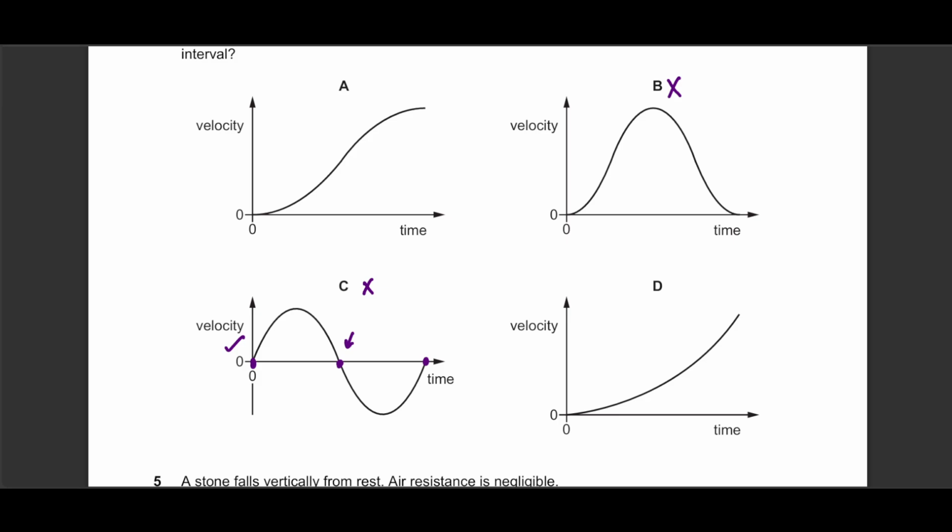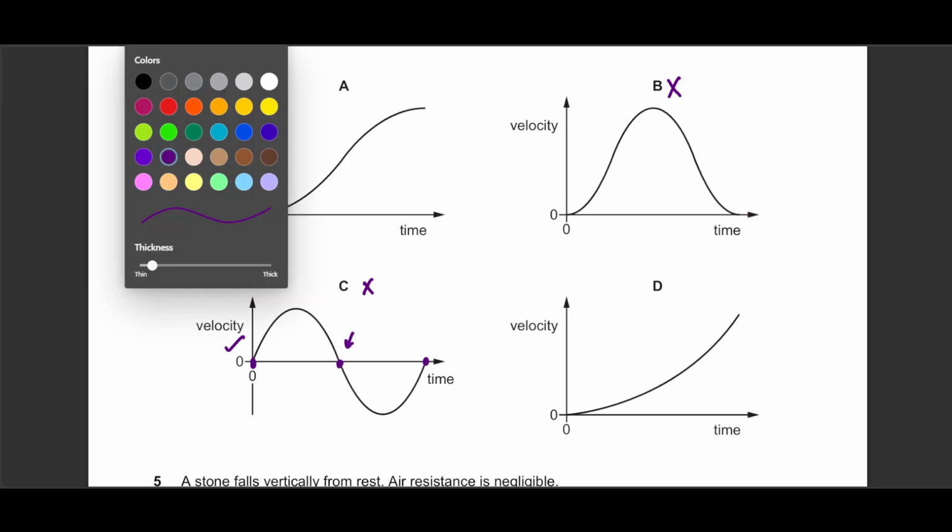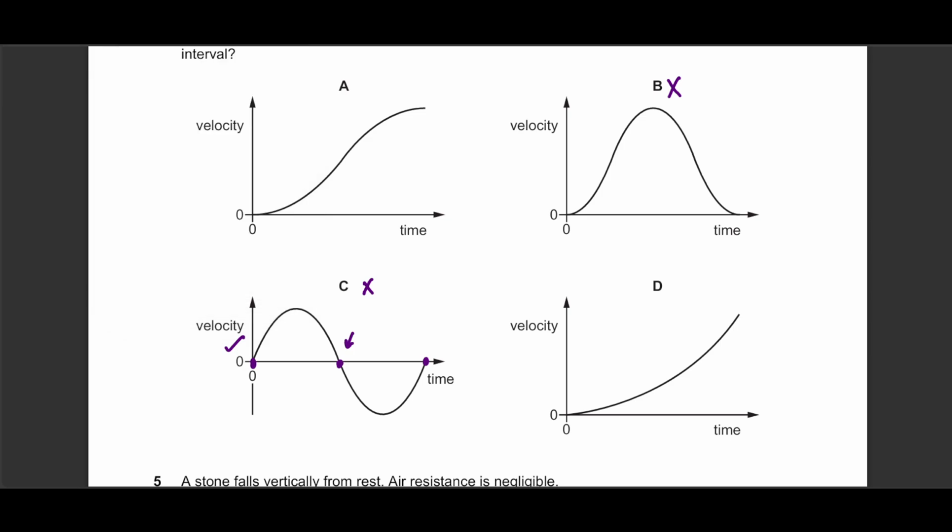Now I'm confused between A and B. They're both representing similar trends as the acceleration graph. But there's a problem with option D. You see, if we look at it, the gradient keeps increasing, or the tangent keeps increasing.